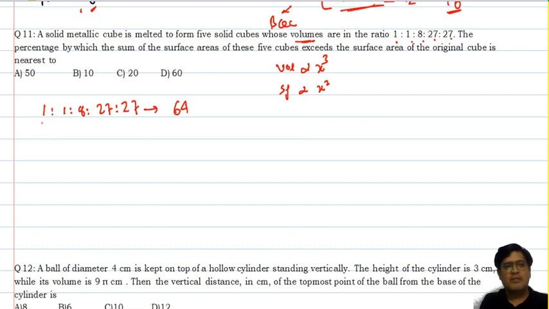Now this is cube of 4. What is this? This is proportional to side cube. I want to find the side first. This is cube of 4. This is cube of 3, cube of 3, cube of 2, cube of 1 and cube of 1.